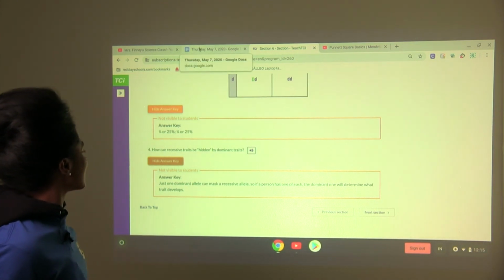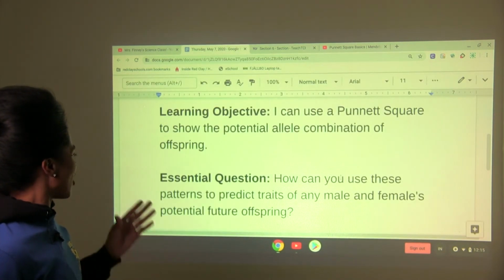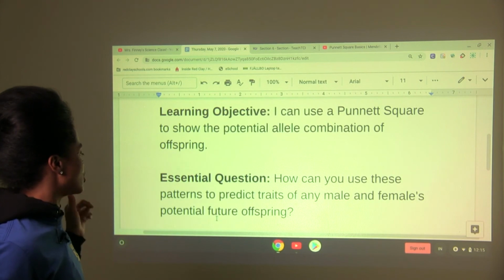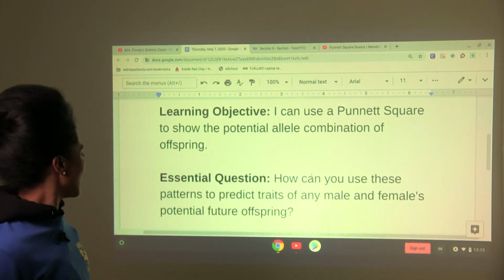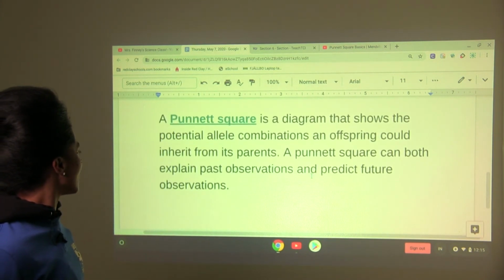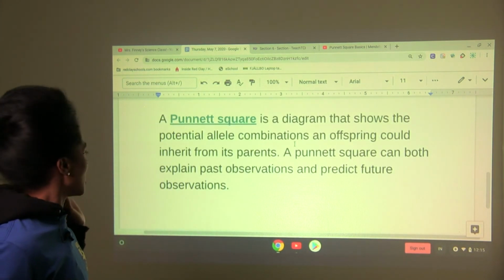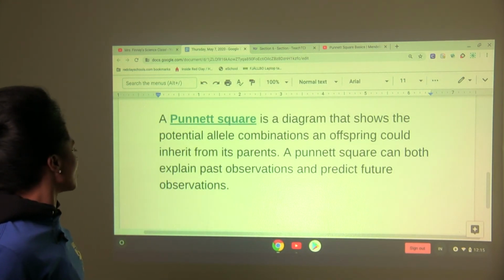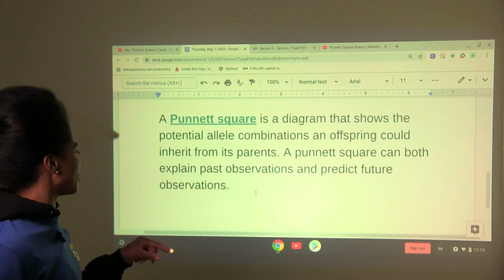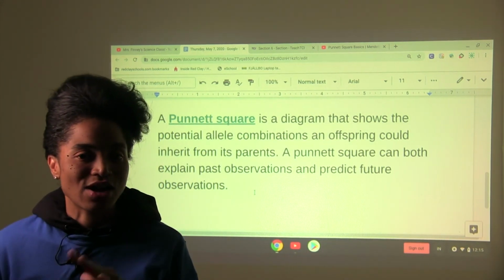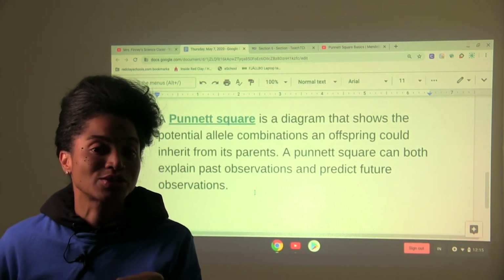We're wrapping this up, so we can go back to our essential question. How can you use these patterns to predict traits of any male and female's potential future offspring? Answer: a Punnett square is a diagram that shows the potential allele combinations an offspring can inherit from its parents. A Punnett square can both explain past observations and predict future observations. So that is our wrap up about the basics of the Punnett square.